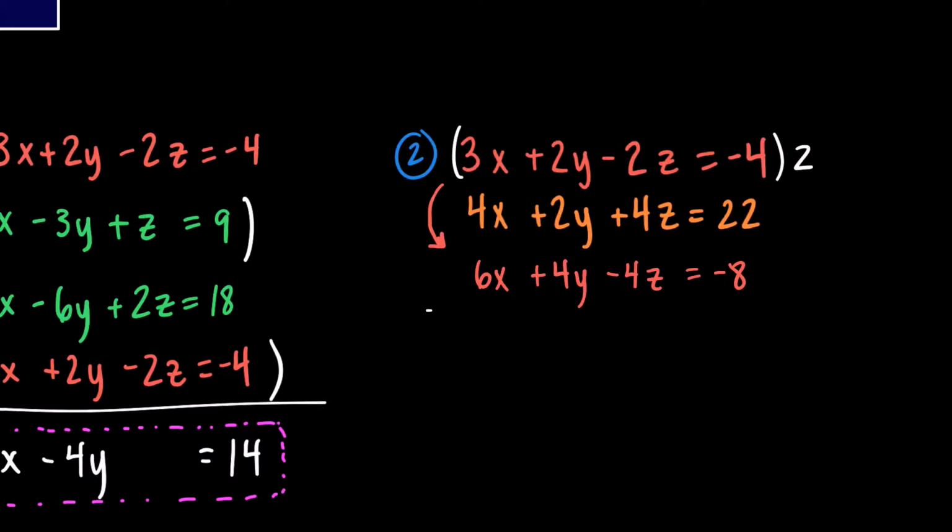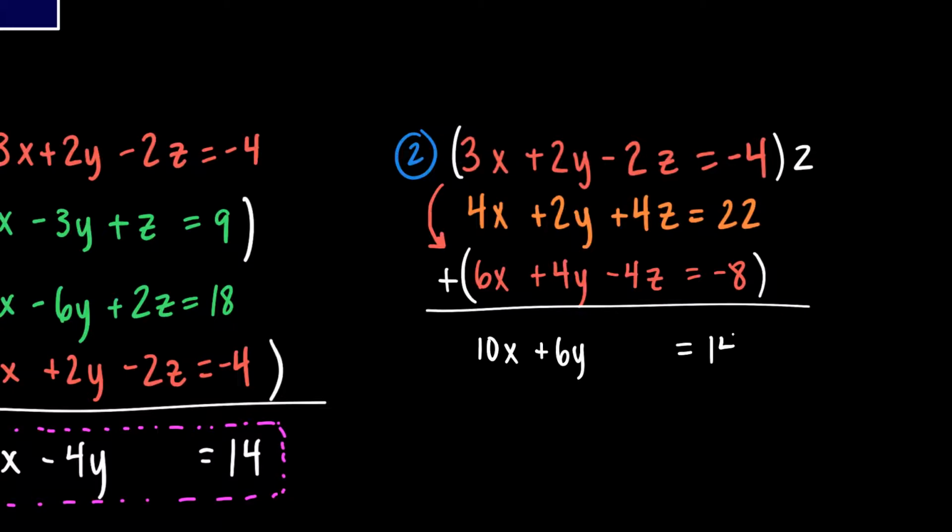Okay, so what we'll do is add the second equation to the first one here. By second I mean the third one listed here, but this is the second one and this is the first one, so we add it all together. What do we get? 4x plus 6x is 10x, 2y plus 4y is 6y, and then 4z minus 4z is just 0, so I'm not really going to bother with those. And then 22 plus negative 8 is 14. Okay, so now this right here is our second equation that has only x and y in it.